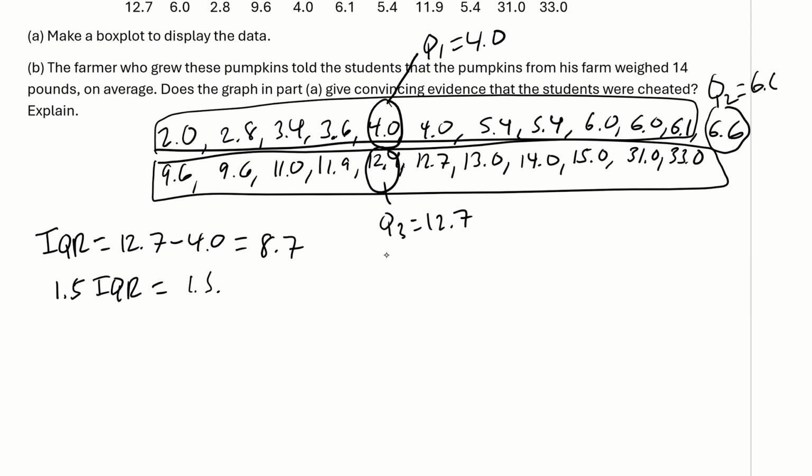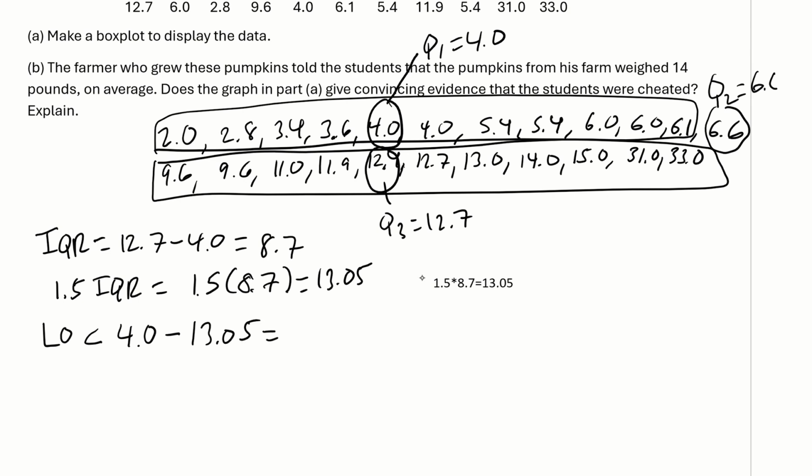So I got 1.5 times 8.7. Sorry for the writing. I gotta fix this pen. So times 8.7. So when I do that, let's figure out what that is. That's 13.05. Okay, sounds good. And then the low outlier is less than the first quartile minus that. That gives us negative 9.05.